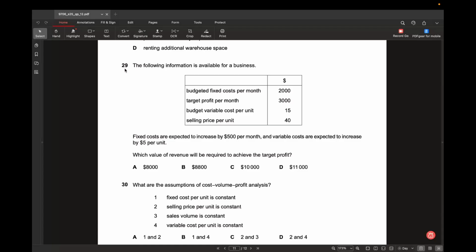Question 29. The following information is available for a business. Budgeted fixed cost per month 2,000, target profit per month, then budgeted variable cost per unit and selling price per unit. Fixed costs are expected to increase by 500 per month and variable costs are expected to increase by $5 per unit. Which value of revenue will be required to achieve the target profit?